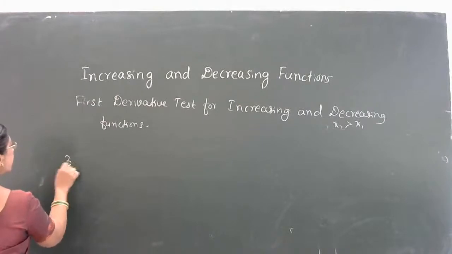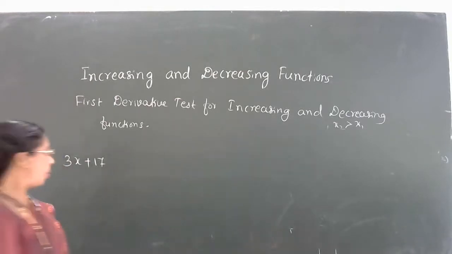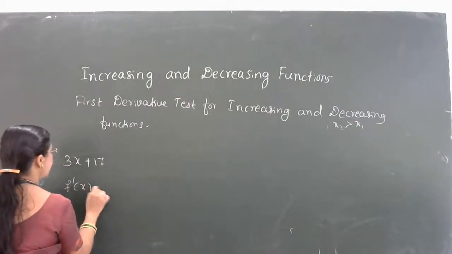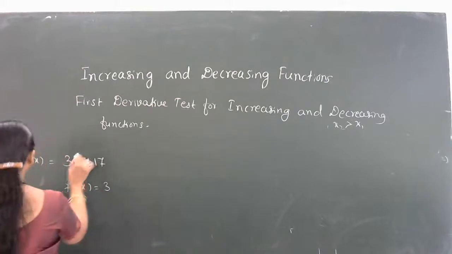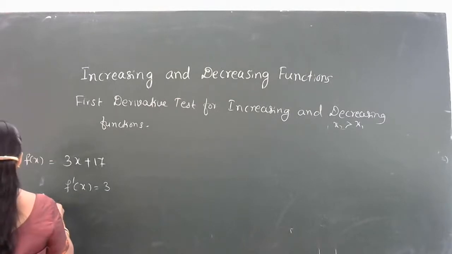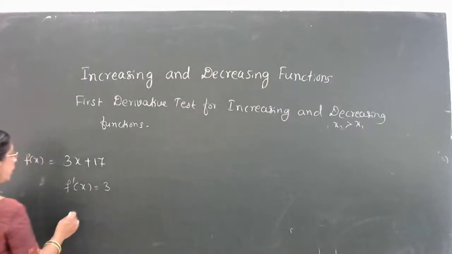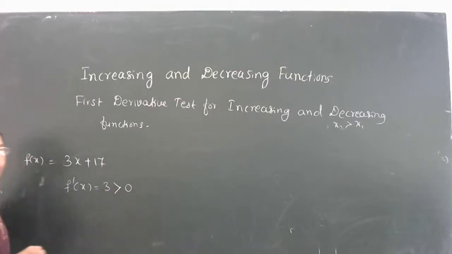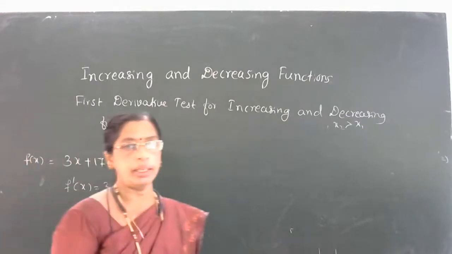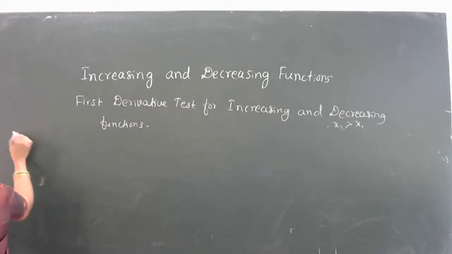Which one? 3x plus 70. F of x is, in the earlier class, I solved this problem. We find the f dash x is equal to 3. The first problem I have taken here is 3x plus 70. F dash x equal to 3 here. F dash x, 3, is greater than 0. Therefore, the function is strictly increasing. In the same way, we can solve the problems.